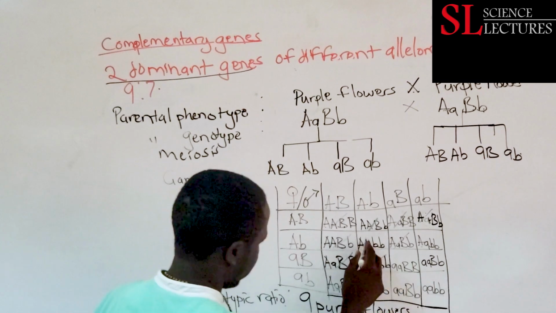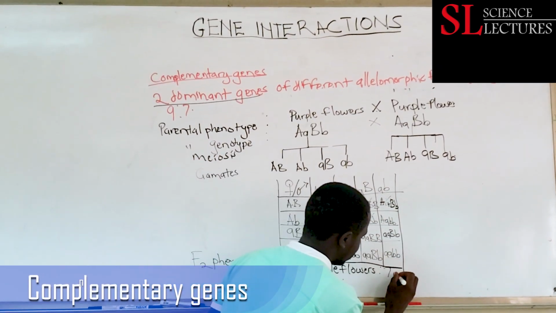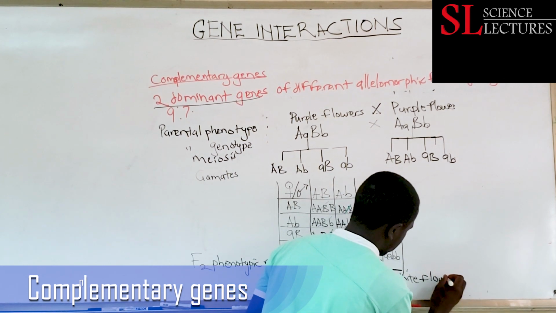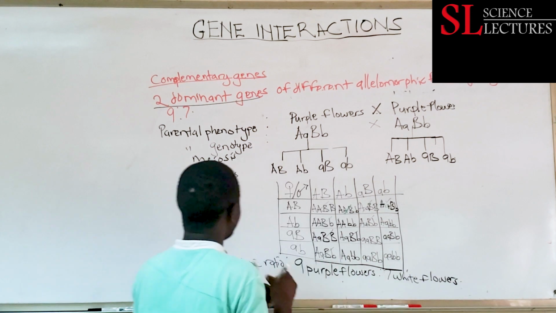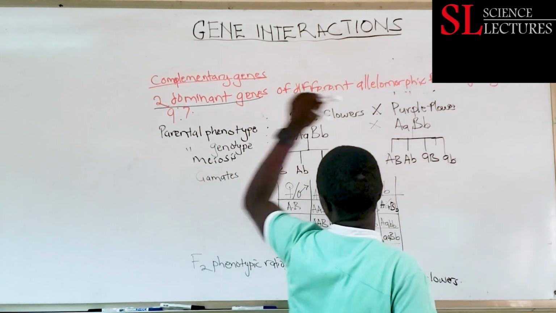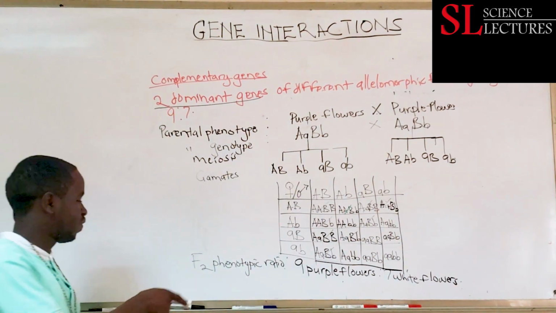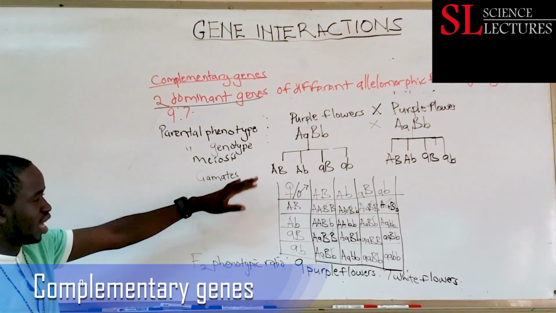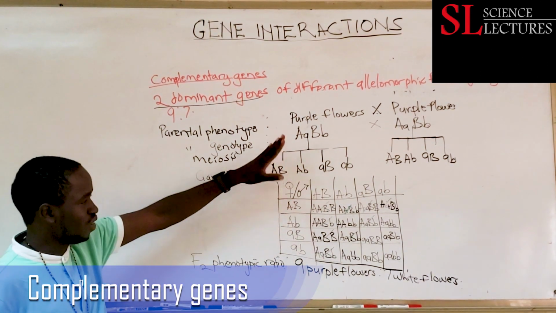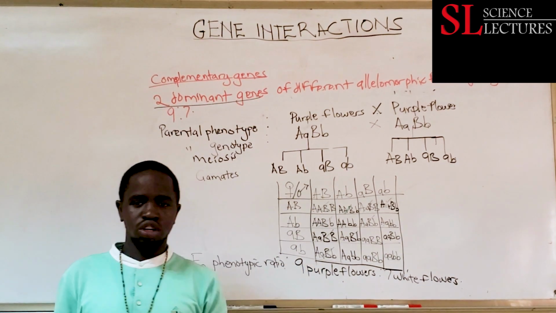The rest are 1, 2, 3, 4, 5, 6, 7 white flowers. Remember we said 2 dominant genes of different allelomorphic forms giving a ratio of 9 to 7. You see now the 9 to 7 has come out. Whenever I have 2 dominant genes, I obtain the purple flowers. Whenever I have any of the genes recessive, I obtain a different phenotype.